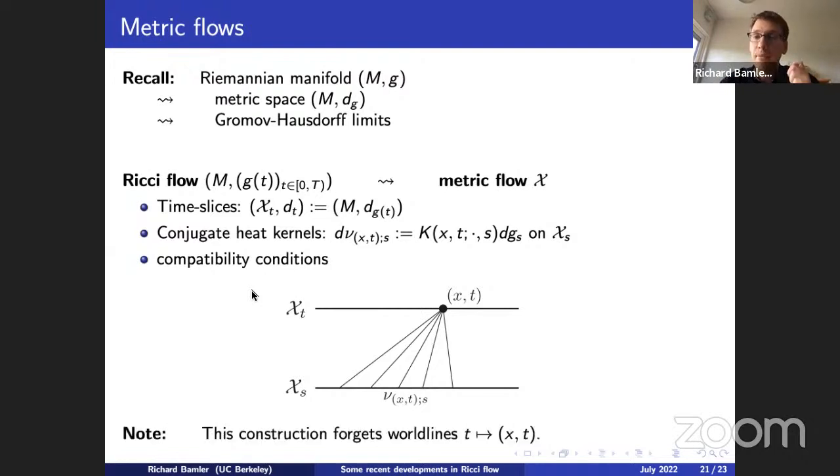Here's an interesting observation: this construction forgets world lines. If I take a point here at time t, then once I've passed to a metric flow, I cannot tell what the corresponding point at an earlier time was. All I have is some probability distribution of the likely past of that point. This was an essential idea, that we do away with this concept of world lines.